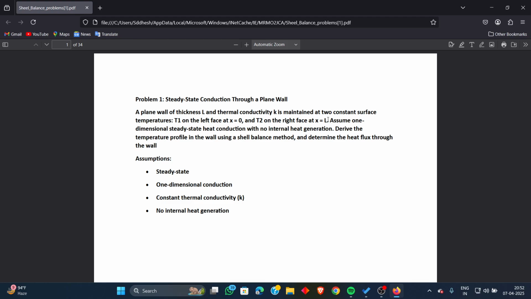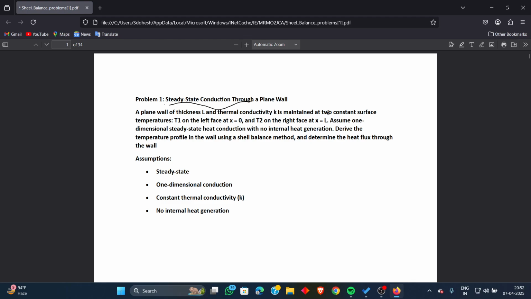Today I'll explain some questions on shell balance problems with heat generation. This is a transport phenomena project, which all depends on explaining the questions. So let's move to question one, that is steady state conduction through a plane wall.